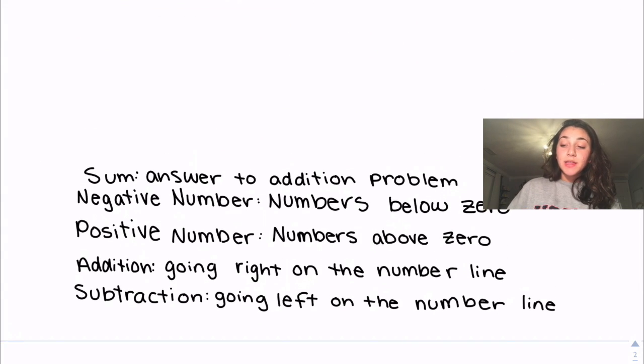Some of the words we should know by now: the sum is the answer to an addition problem. A negative number is a number below 0 or to the left of 0 on a number line. A positive number is a number above 0 or a number that goes to the right on a number line. Addition is going to the right on a number line, and subtraction is going to the left on a number line. And that is how you add and subtract positive and negative numbers.